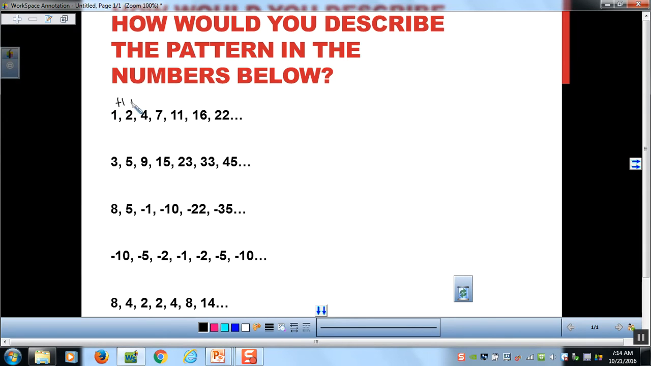When I go from 2 to 4, I add 2. When I go from 4 to 7, I add 3. And then I add 4. Then I add 5. And then I add 6. So what we can see here is it becomes very evident after the first 2 or 3 terms that our rate of change is not remaining constant.